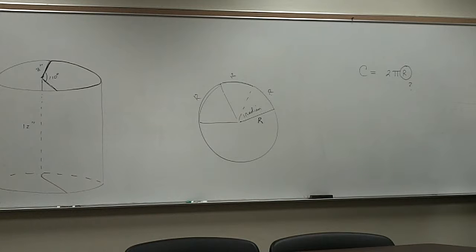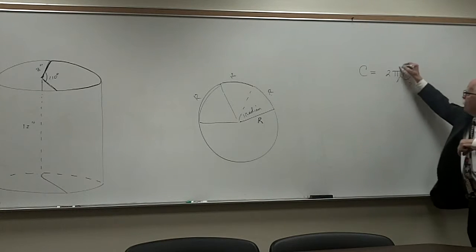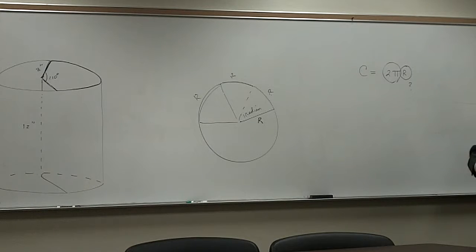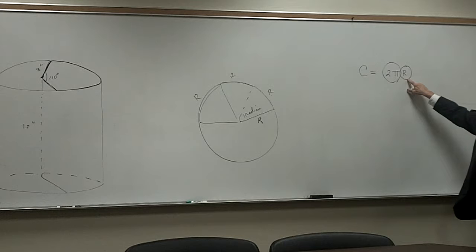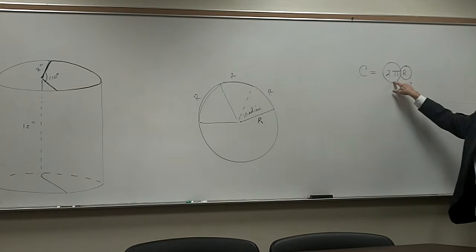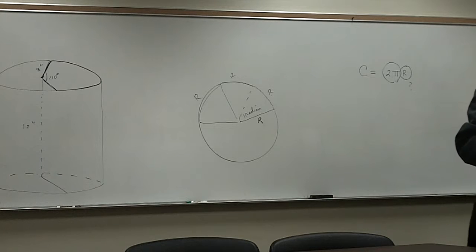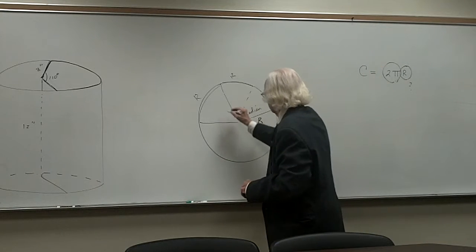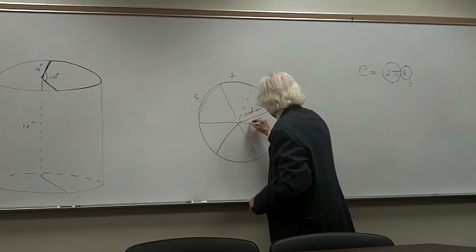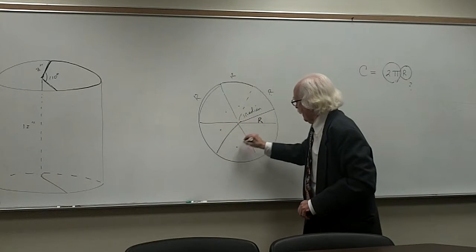Folks, do y'all see there's 2 pi radiuses in a circle? How many R's are there in a circle? 2 pi, which is 6.28. So how many rads are there in a circle? 6.28. There's 1, 2, 3, 4, 5, 6.